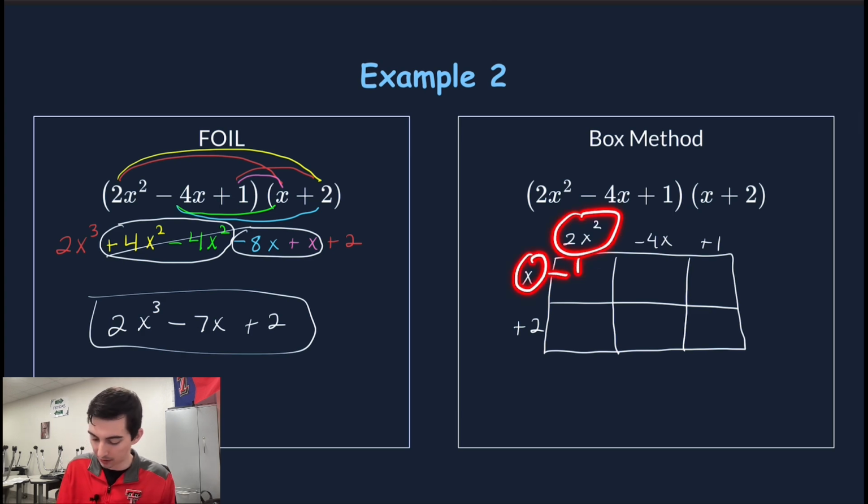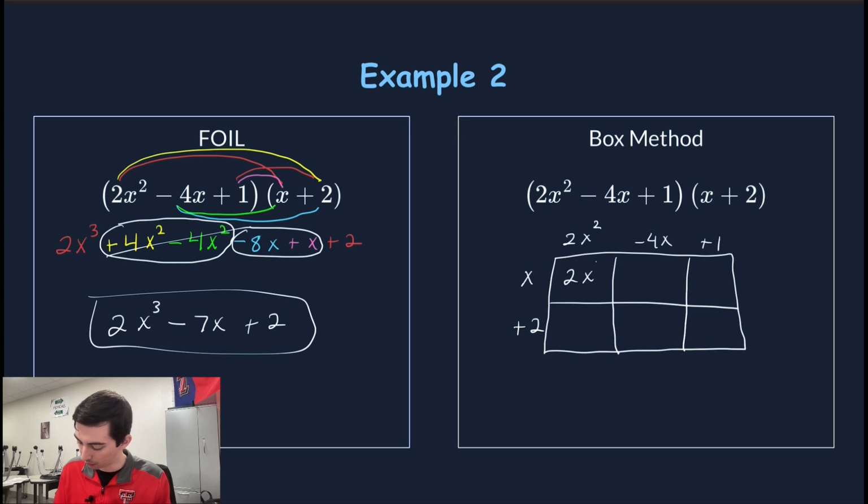2x squared times x will give me 2x cubed. Then I've got negative 4x times x will give me a negative 4x squared. Then I've got x times 1, which will just give me plus x. Now going down, I've got 2x squared times 2 will give me 4x squared. Then 2 times negative 4x will give me negative 8x. And 2 times 1 will give me 2.